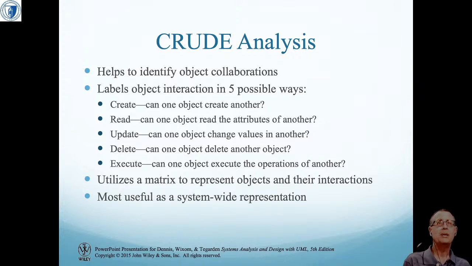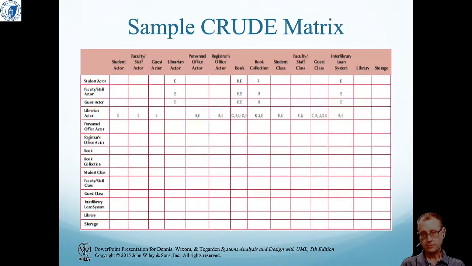Okay, we haven't talked about CRUDE analysis, and this is useful for identifying object collaborations, right? And we identify interactions between objects in 5 different ways: create, read, update, delete, or execute, right? Hence the acronym CRUDE. And we use a matrix to represent those operations or show those operations between the different objects. Right, and here's an example.